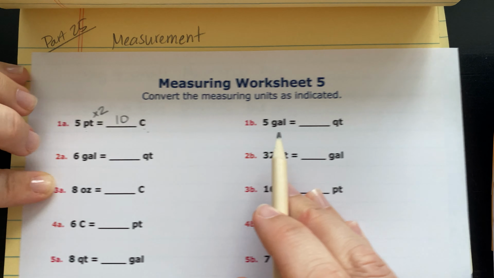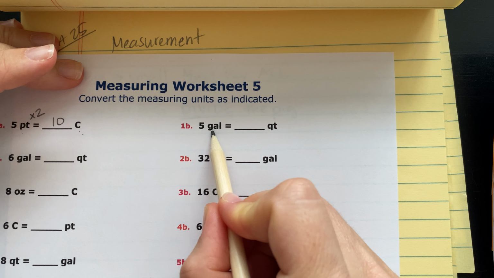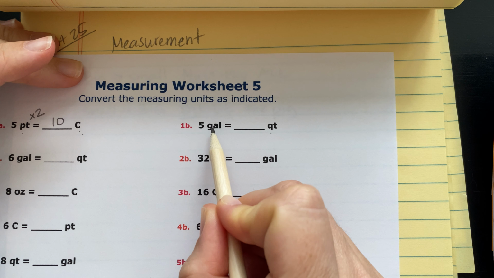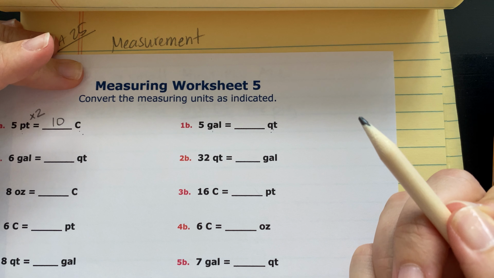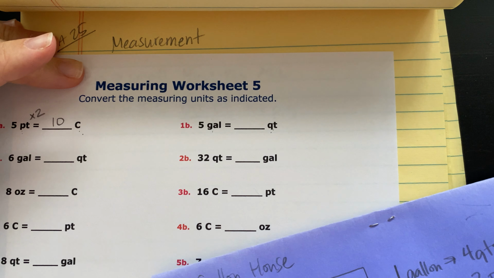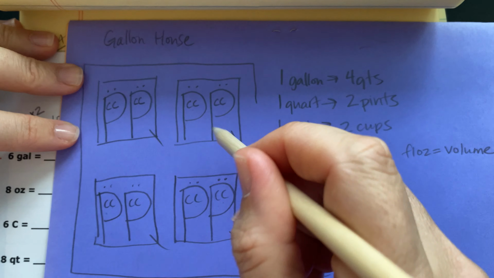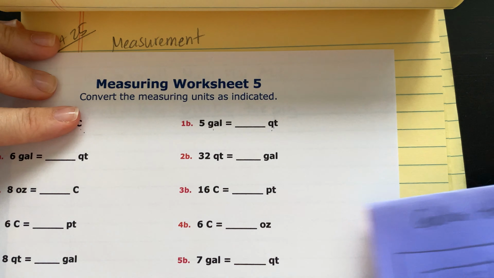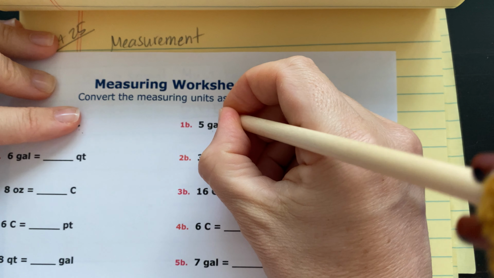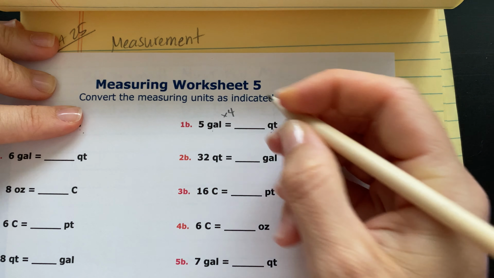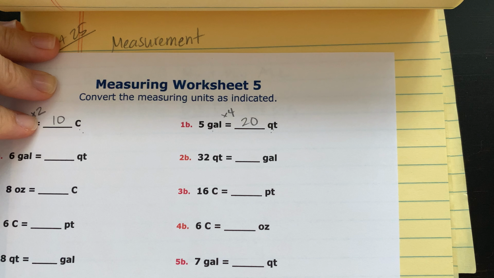Okay, let's do this one over here. 5 gallons to quarts. So we are going big to small, multiply all. If you look back at your G house, how many quarts are in a gallon? That would be 1, 2, 3, 4. So we would multiply by 4. So 5 times 4, that would be 20 quarts. Okay.